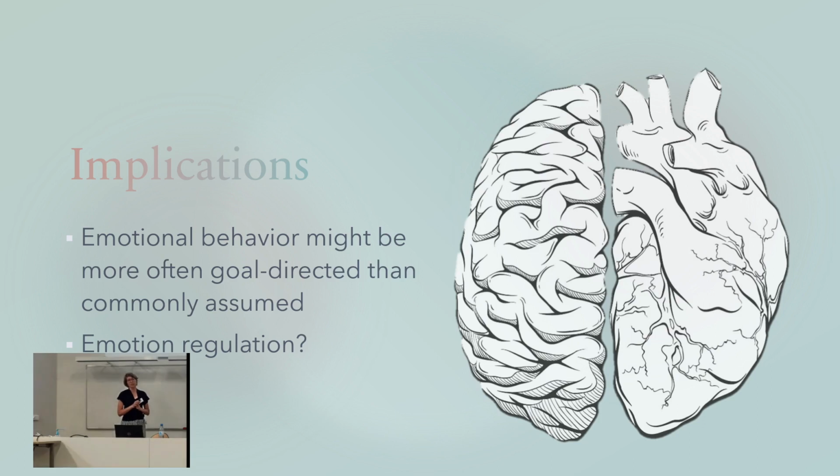What does this mean for emotion theories or for emotional behavior? It means that we should be careful to assume that emotional behavior is stimulus-driven. Maybe in many more cases it's goal-directed, but we just assumed that it made more sense that it's stimulus-driven. And if there is more evidence corroborating this type of research, it also puts into question how we perceive emotion regulation, that emotion regulation is a separate process that comes after the process that elicits the emotion.